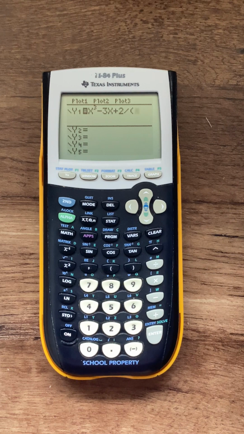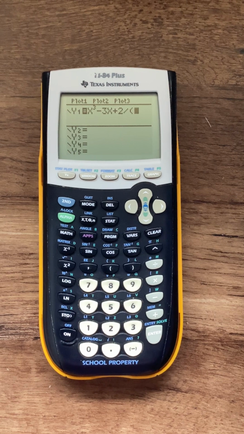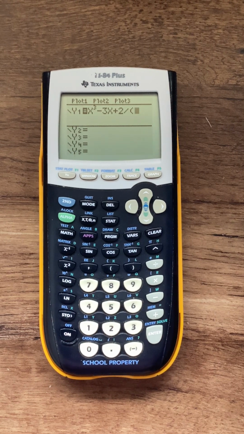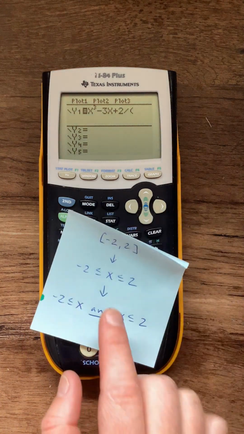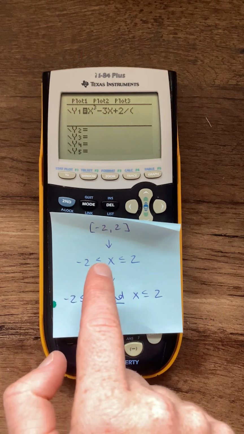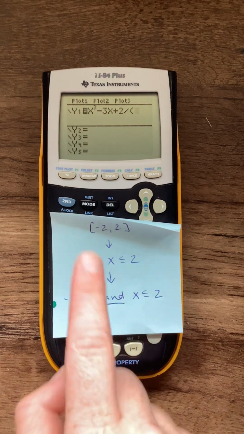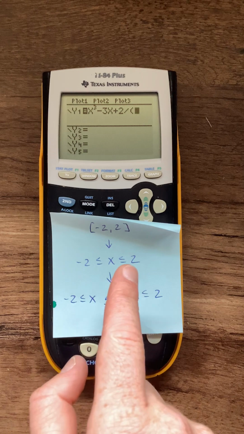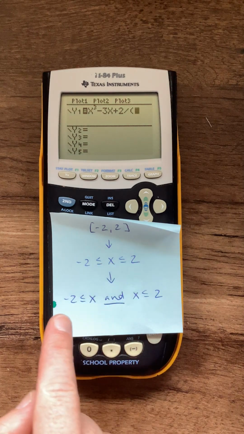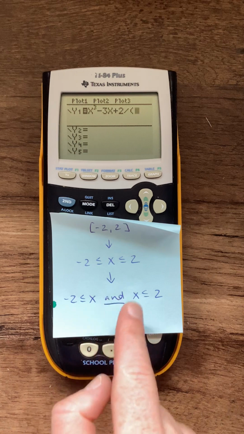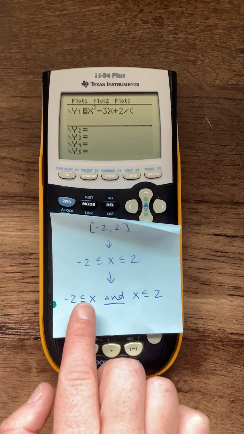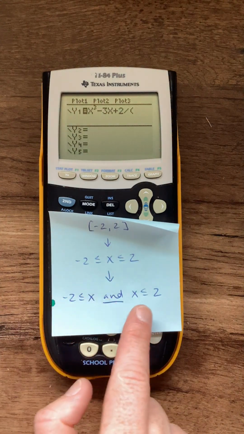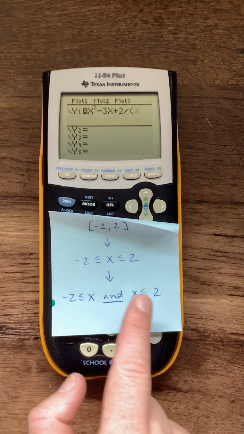So the catch with domain restrictions is that the calculator cannot take a compound inequality, right? So the restriction -2 to +2, you would write it out like this, where you have -2 is less than or equal to x, which is less than or equal to 2. But the calculator doesn't like that. You can't type that in. You have to type it in like this, where it's a single inequality and then you use the and symbol to combine them, and then you use the other inequality. So -2 is less than or equal to x, which is this side, and then x is less than or equal to 2, which is this side.